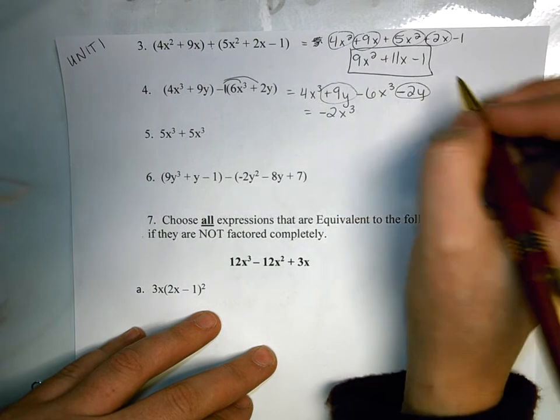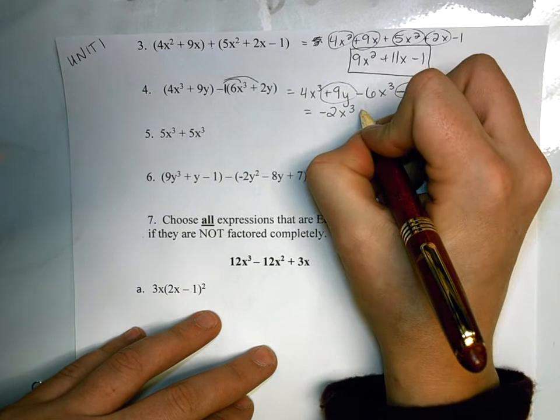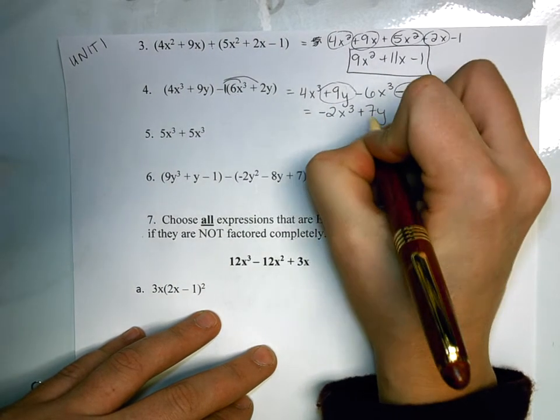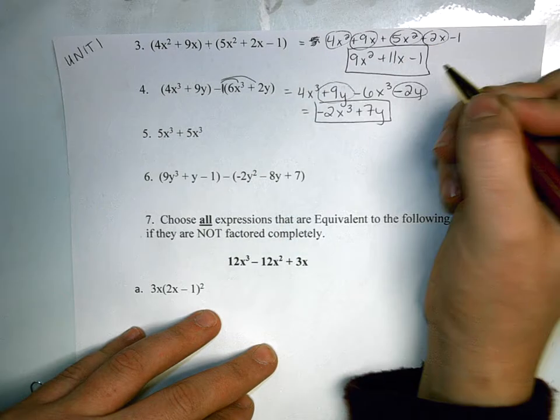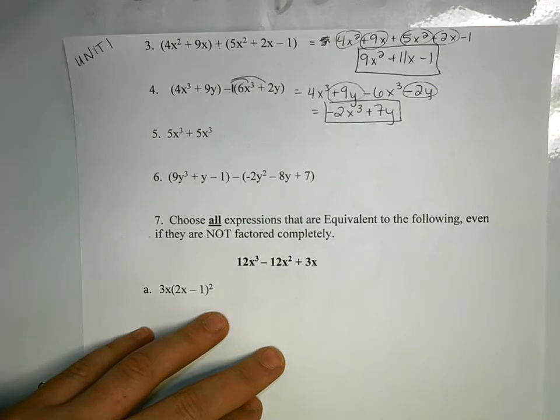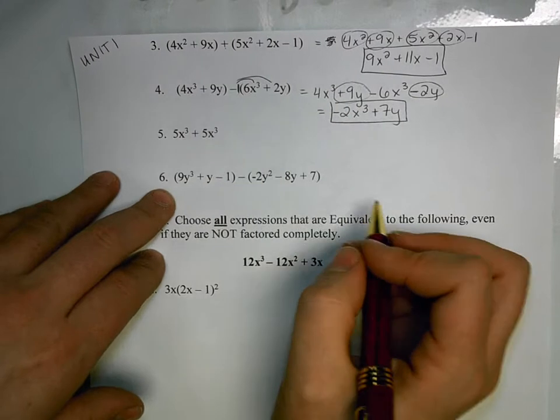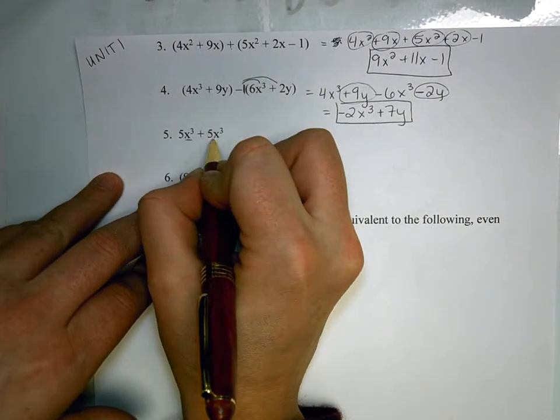9y minus 2y is a positive 7y. So my answer is -2x cubed plus 7y.